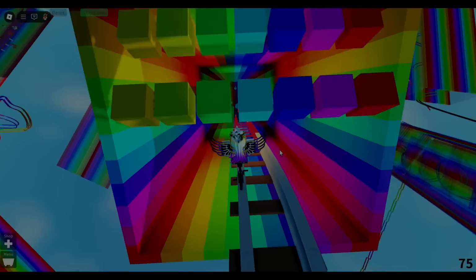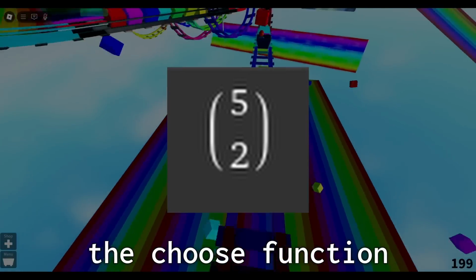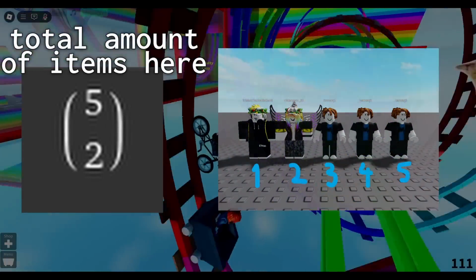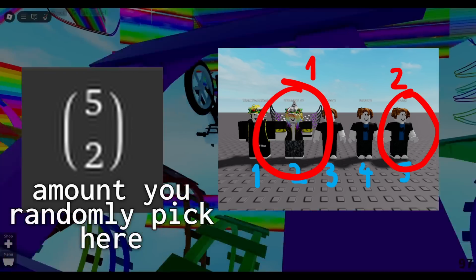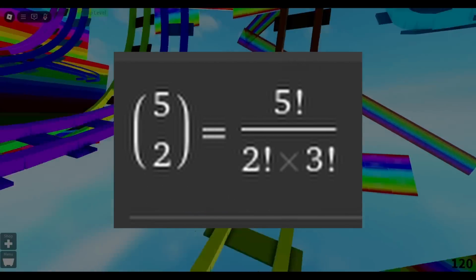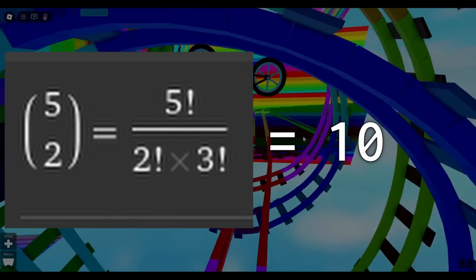Yeah. To calculate this, we need to use something called the choose function. What this does is you say, let's say you have a group of 5 avatars. How many ways can you randomly pick 2 of them? That's what this function does, and it's calculated like this. In this case, the answer here is 10, by the way.